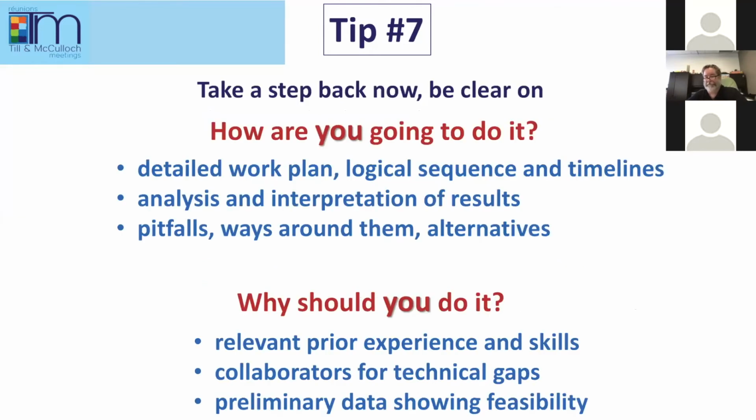Tip number 7. It's on you to tell how you're going to do something. And by you, I mean you. Why you? Why should it be you of all the people in Canada doing this experiment? And that's going to come from a detailed work plan that shows your ideas are clear, logical, well thought out. They're feasible. So that's one half of this exercise. The other is you. Why you?